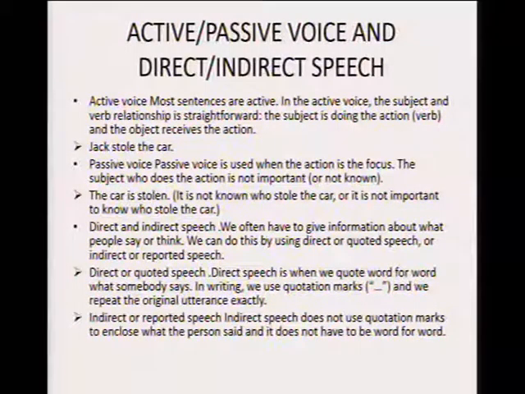It is not known who stole the car, or it is not important to know who stole the car. So in this instance, we only have the car, which is the object, is stolen. Stolen is the past participle of the verb steal, which is our verb in this sentence. Let me explain it again. In active voice, we focus on the subject doing the action. In passive voice, we focus on the object receiving the action. So it is the other way around.